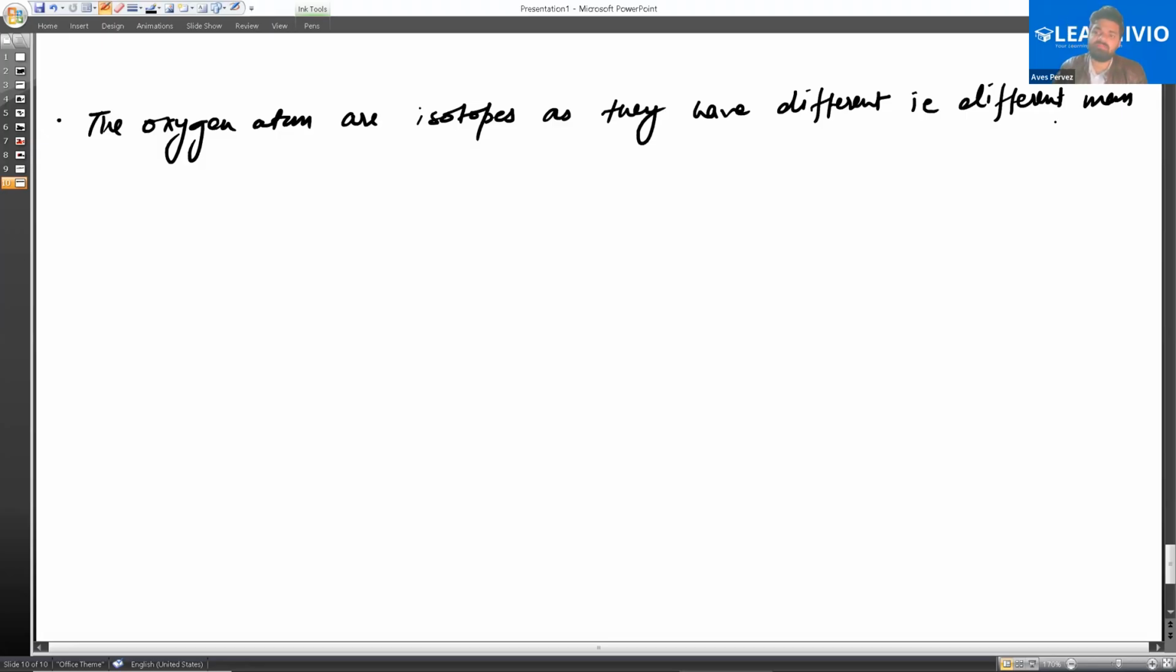Note it down: the oxygen atoms are isotopes as they have different neutrons, i.e. different mass.